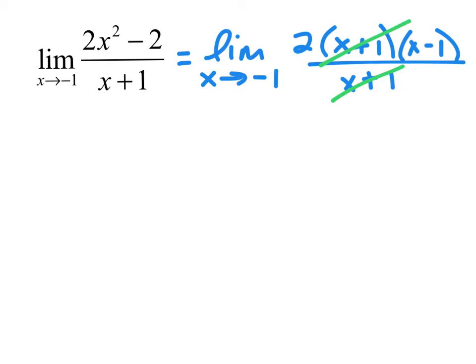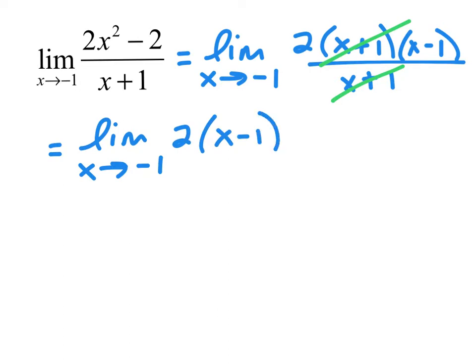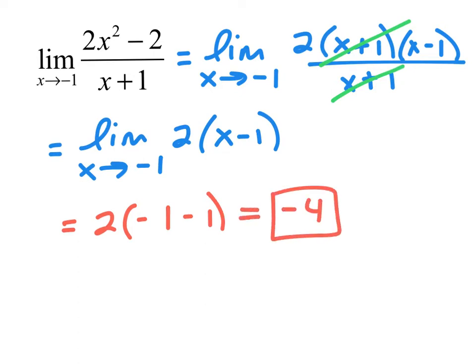So if I go back and rewrite what I have, I now have the limit as x is approaching negative 1 of 2 times x minus 1. And now I can go back and try to evaluate the limit. So I'm going to plug in my negative 1, and I have 2 times negative 1 minus 1, which gives me negative 4. And that is my limit.